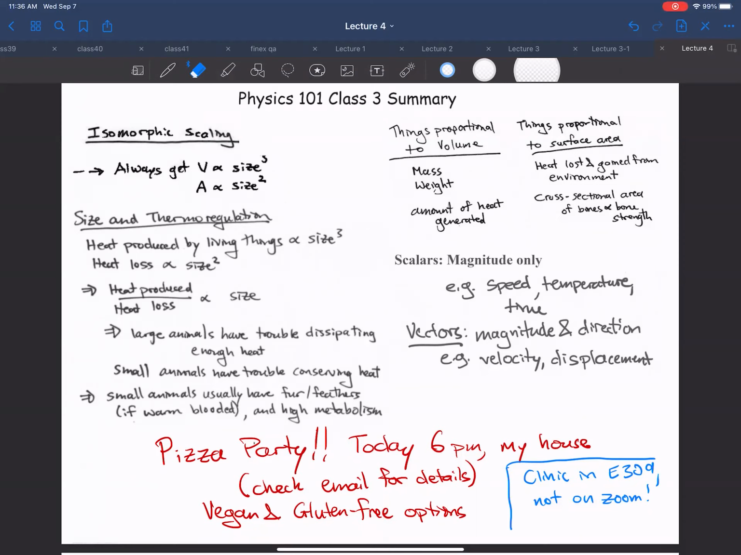Then we started talking about scalars, which are physical quantities that have only a magnitude, such as temperature, which can be positive or negative, but only has a magnitude. And the other kind of quantity that we're going to study in this course are vectors, which have both a magnitude and a direction. So the magnitude of a vector is always a positive number, which in the graphical depiction of the vector corresponds to its length. And then the direction is the direction the arrow points.